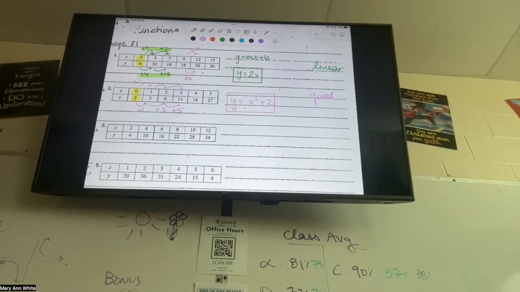Okay, I have 2 to 4 is plus 2, right? And then 4 to 6 is plus 2. What about the bottom? What am I doing each time there? Adding 6. Does it say constant? Does it say consistent? Good. What does that make it, linear or quadratic? Linear.